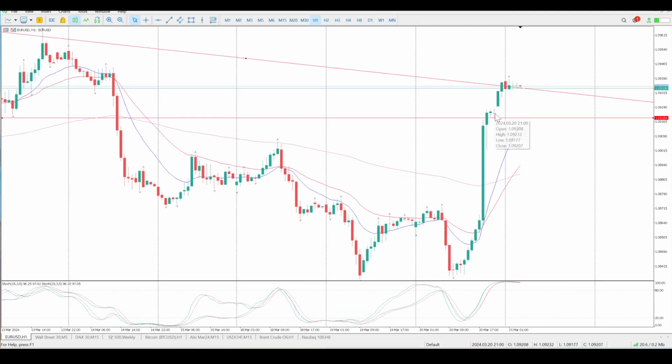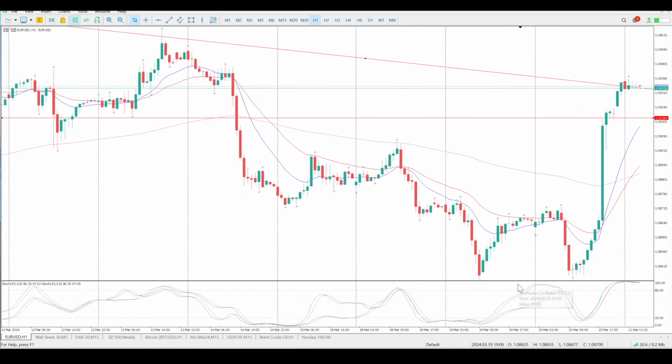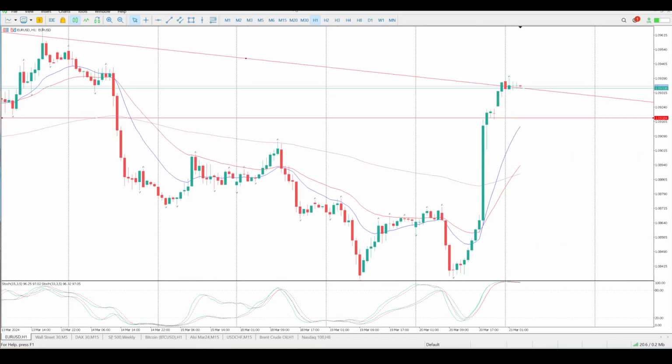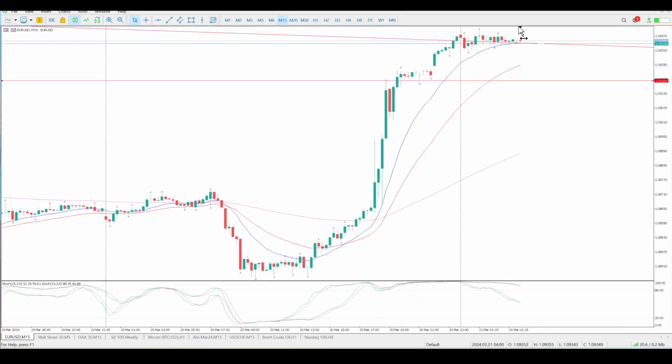Nice juicy gap there as well, and we're just running along the trend line at the moment. Oscillators are overbought, so actually I'm not even going to change my tune for anything. That's what I'd be waiting for. And if you just drop down to 15 minutes, that's what I'd be waiting for, is a move down to 1.09184.